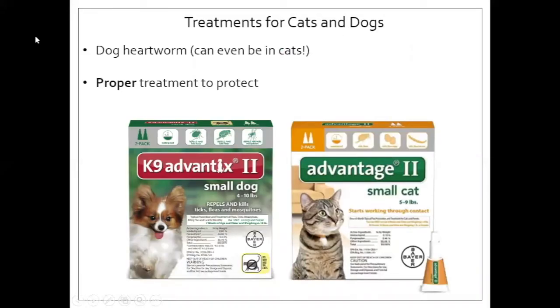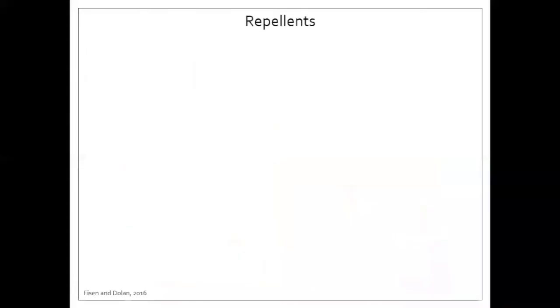There's also treatments for cats and dogs, especially dogs, because dogs can get dog heartworm, but cats could even get it too. So it's really important that you protect your pets. I know these products look the same, but it's important that you follow the directions. One is made for small dogs and one is made for small cats.